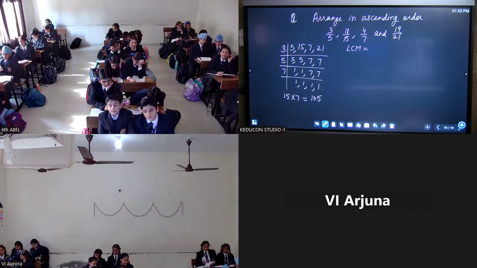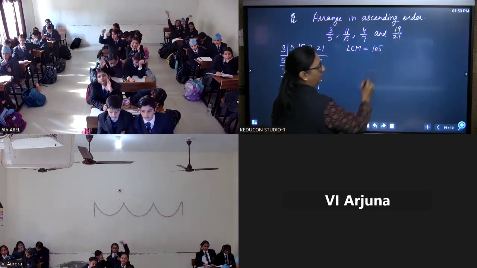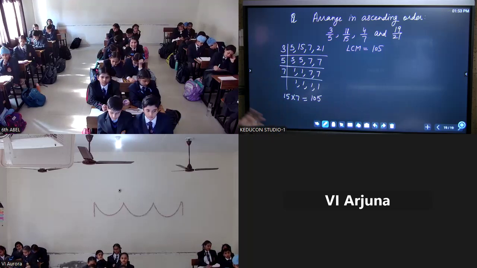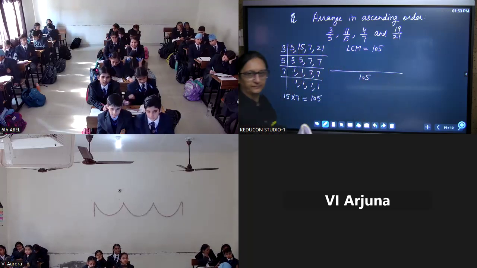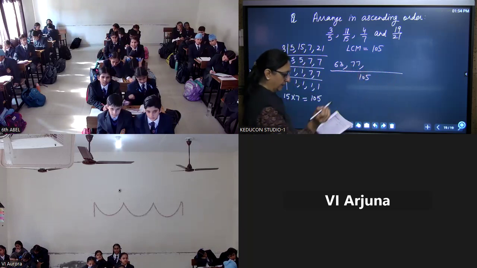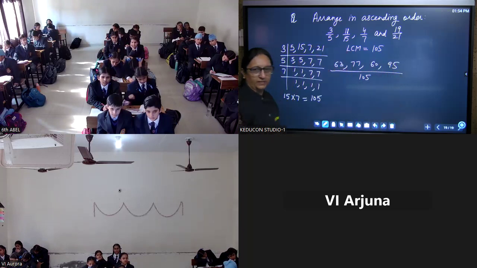Who has done it? 105? Good. This 105 is coming, right? Then I'm doing it for you. You can check it. If you want, you can complete it at home also. It is coming out to be 105 at the bottom. Then you have to write at the top. It will be 63, 77, then 60 and 95. If you want, you can copy it and then compare and arrange in ascending form.